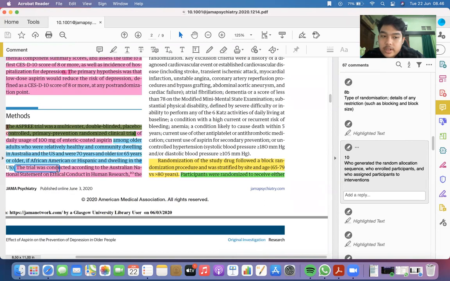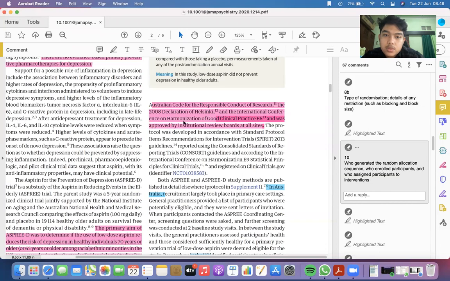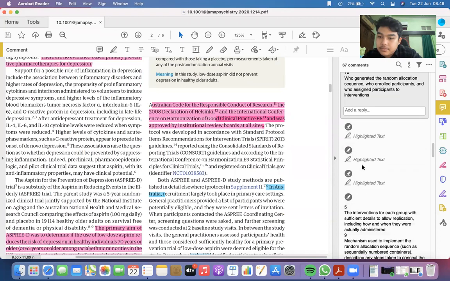The trial was conducted according to the Australian National Statement on Ethical Conduct in Human Research, the Australian Code for the Responsible Conduct of Research, the 2008 Declaration of Helsinki, and the International Conference on Harmonization of Good Clinical Practice (E6), and was approved by institutional review boards at all sites.